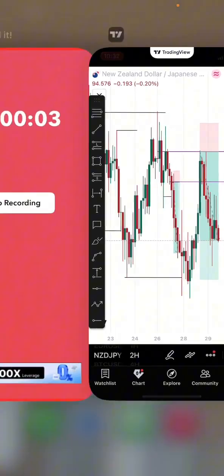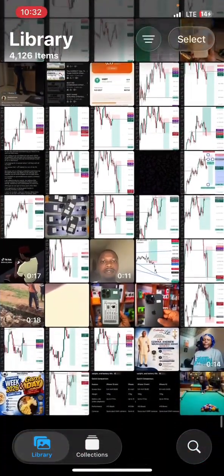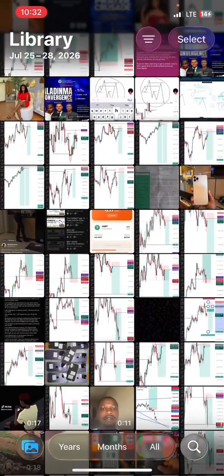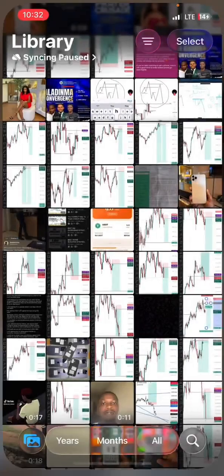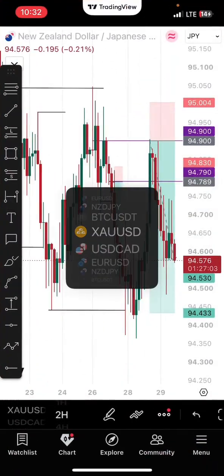So let me first of all show you the before of this trade so that you'll see. This is the before of NZJPY. This is it right here, right before it played out. So that is it. And now we are heading to what?